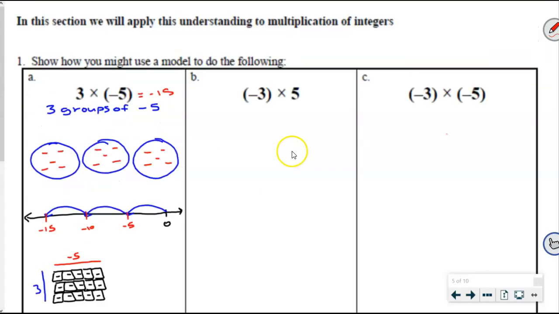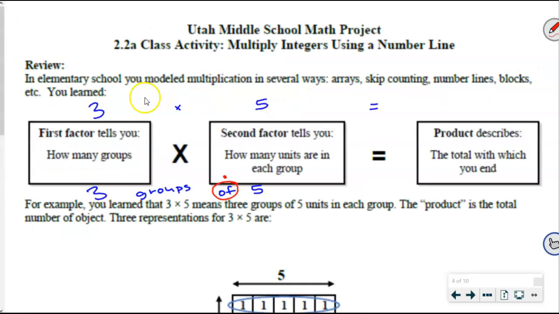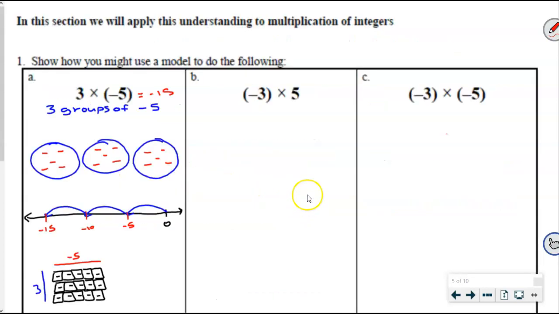So what is that going to look like on part B? How am I going to model -3 times 5? Again, thinking of the same sort of concept here, 3 groups of 5. What is that even going to be?